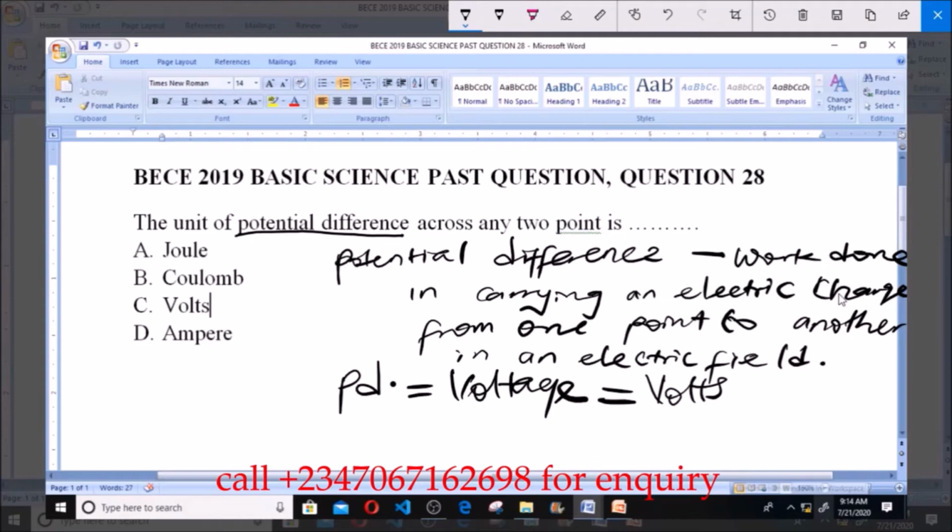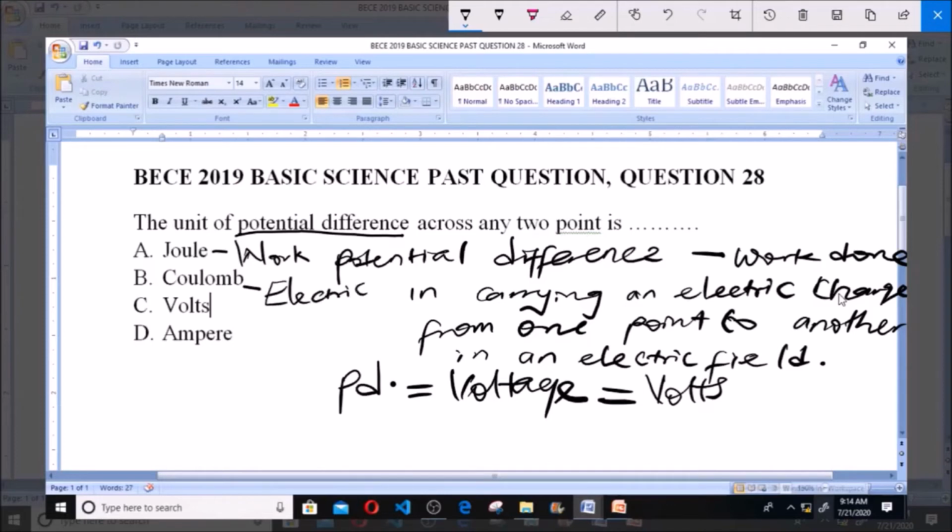Now A says joule. Like we know, joule is a unit of work. That's when you're performing work, you measure work in joule. But potential difference is work done in an electric field, so you cannot represent it by joule. Then B says coulomb. Coulomb is a unit for electric charge, so that's not our answer. And D says ampere. Ampere is a unit of current, so it can't be an answer.